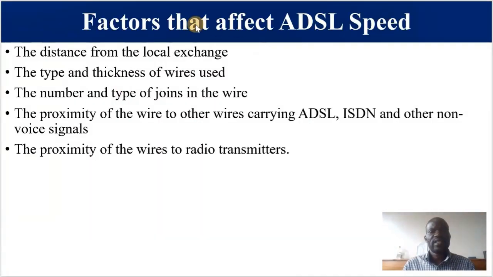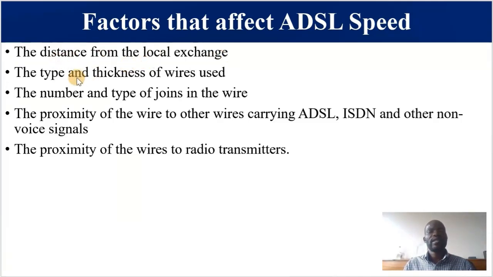What are the factors that affect ADSL speed? Because when we did a comparison in one of the previous slides, we saw that its speed is only better than that of ISDN as well as dial-up. And the factors that affect ADSL are the distance from the local exchange or from the DSL, which means the further the customer is from the exchange, the less the speed.